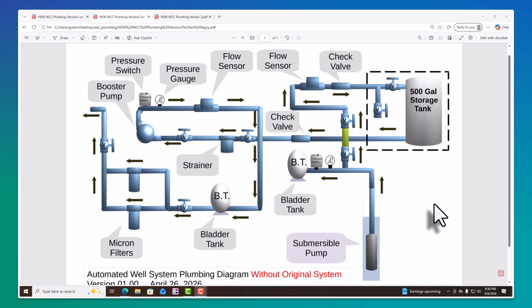So this one illustrates the additional hardware that's been added to the new system. Now, the bladder tank, this pressure switch, this gauge, this valve right here, and the submersible pump, that's the only part of the original system that is actually connected with the new system. So the path of the water with the new system now goes from the submersible pump.